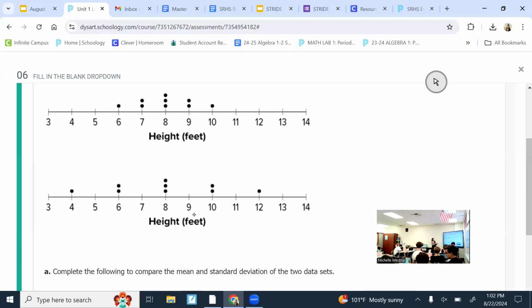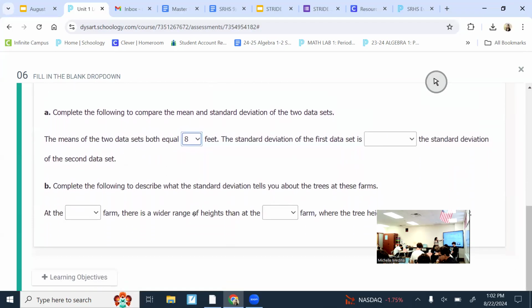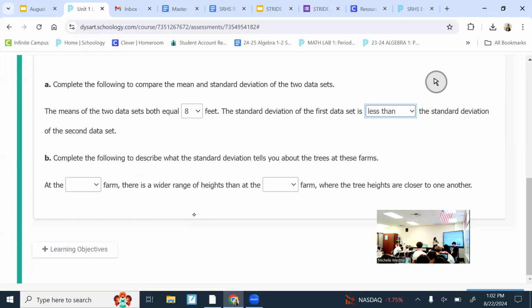So would you say this is, raise your hand if you think this one has a higher standard deviation. Raise your hand if you think it has a lower standard deviation. Because it is less spread out. It's like from the data 6 through 10 versus 4 through 12. It's a smaller range. So you would say the standard deviation of the first set is less than the standard deviation of the second.